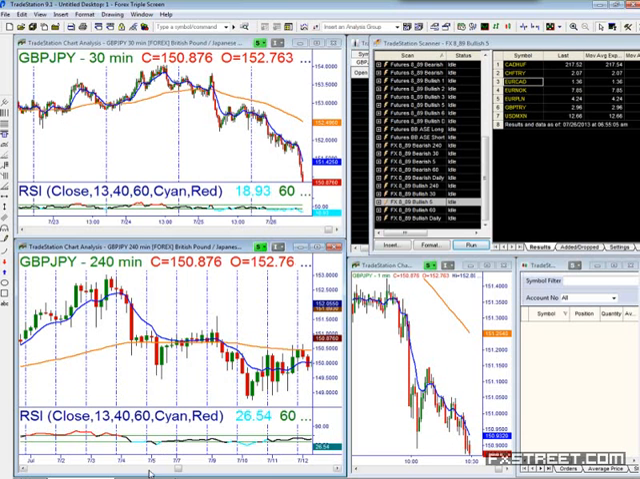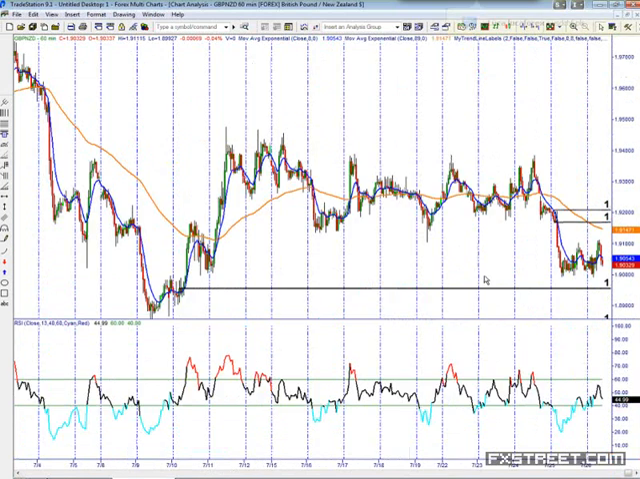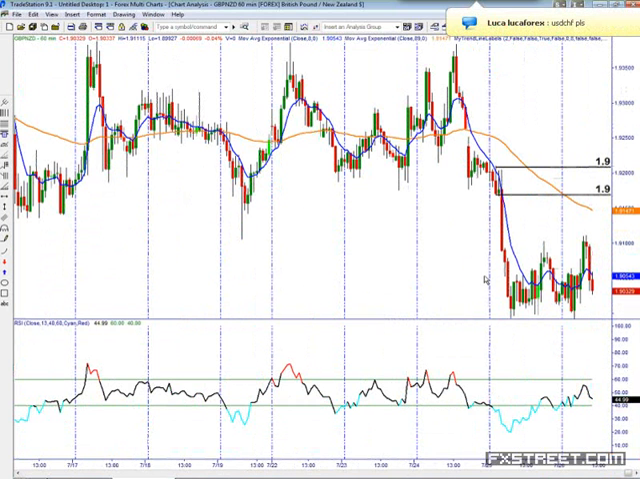Covering quite a few things. Pound Kiwi, I was also looking at a possible opportunity in the downward trend. Notice, I'm going to get on this one real quick. We've got this area. I'm going to refresh this because I just moved that line slightly. Dollar Swissy, yeah, we can take a look at that.